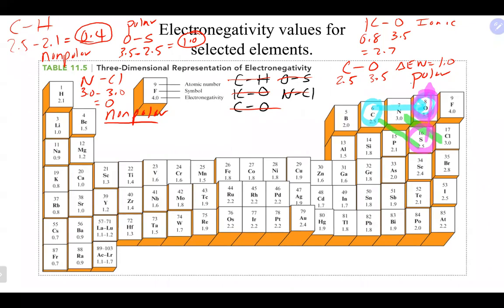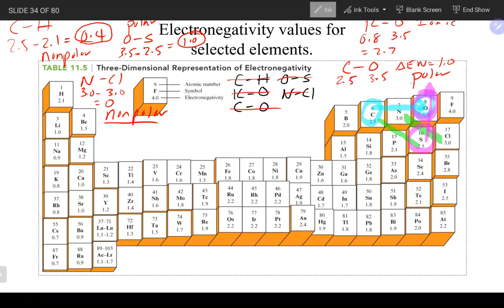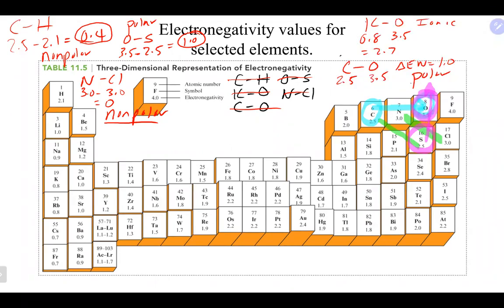By the way, if we were to draw our dipole arrows, it should point to the one that is more electronegative. So in the case of carbon and oxygen, it should point towards the oxygen side. In the case of oxygen and sulfur, it should point towards the oxygen side in that case. And I think that was the only polar ones we had there.